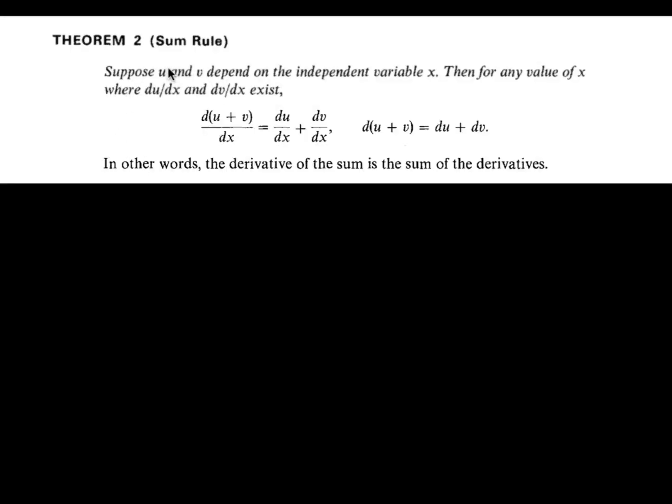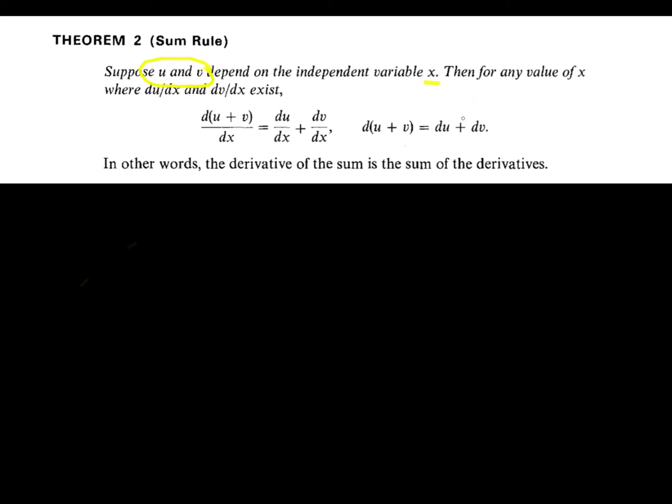So let's take a look at the next theorem that follows, and that's going to be our sum rule. So here we have two functions. We don't know what they are, but there's some function u that is dependent on x and some other function v that's also dependent on x. So these are the dependent variables. My independent variable is x. They're just some arbitrary functions. And the rule says that if I add them and take their derivative, it is just the sum of their derivatives. Or in differential form, the differential of u plus v is the sum of their differentials.